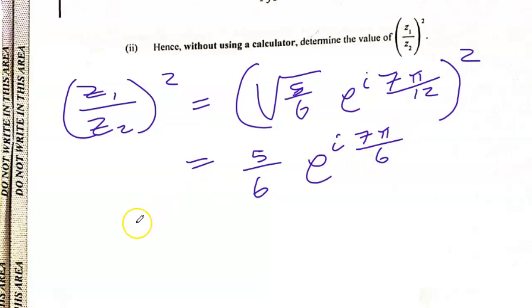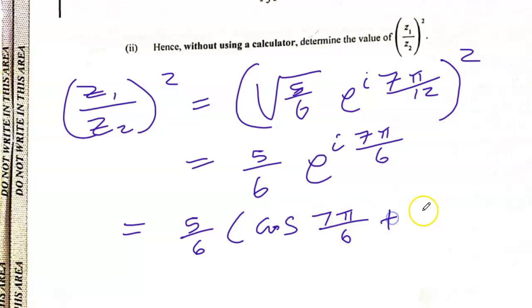And we can write this in the polar form. r is 5 over 6, cos theta, and theta is 7 pi over 6, plus i sine 7 pi over 6. Now we can use our calculator.